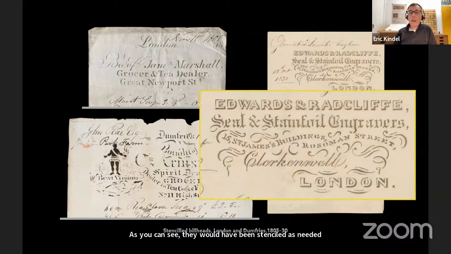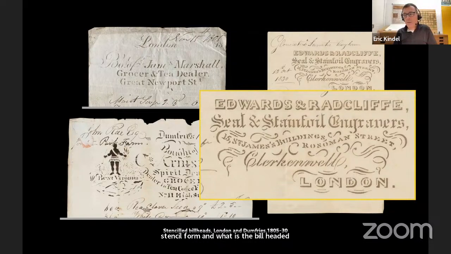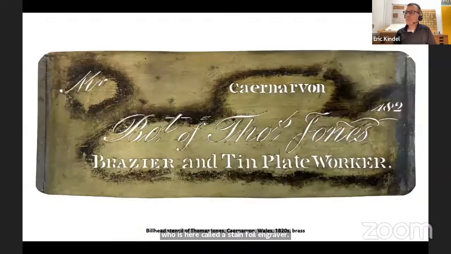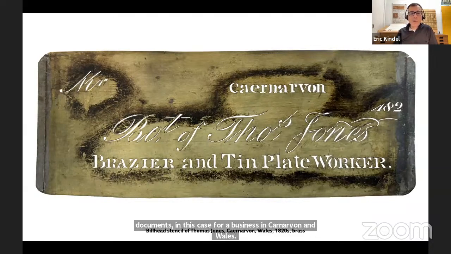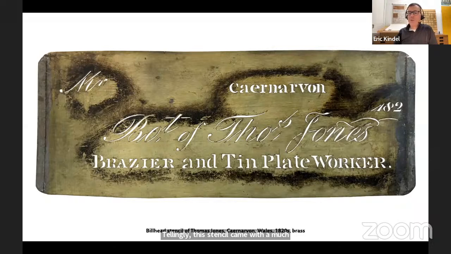Close up, you can see a range of lettering styles in stencil form and what is the billhead of an actual stencil maker, who is here called a stain foil engraver. A stencil like this would have been used for such documents, in this case for a business in Carnarvon in Wales. Tellingly, this stencil came with a much more elaborate and refined engraved copperplate version of a later date, suggesting that Mr. Jones started in business using a stenciled billhead before upgrading to an engraved one.